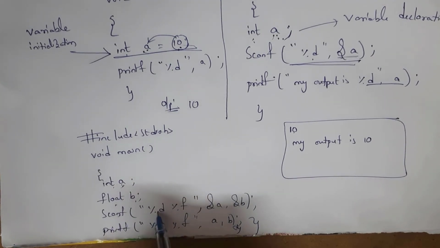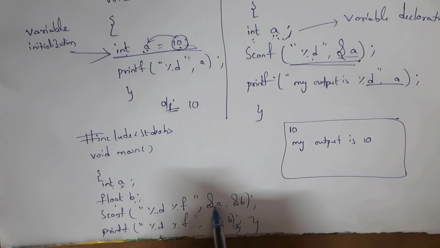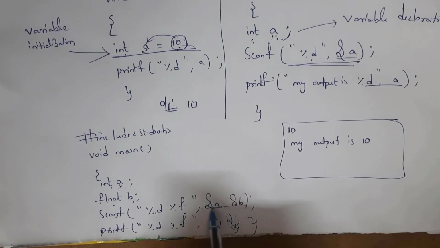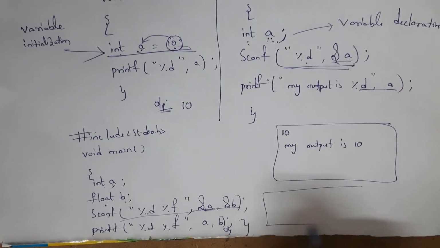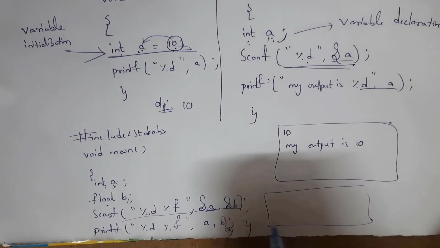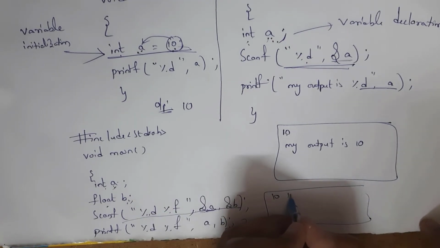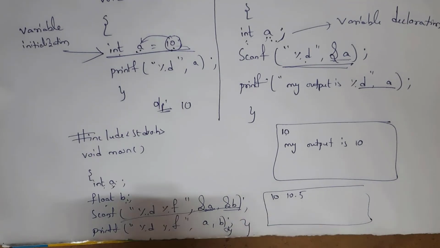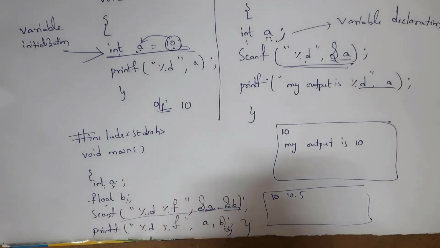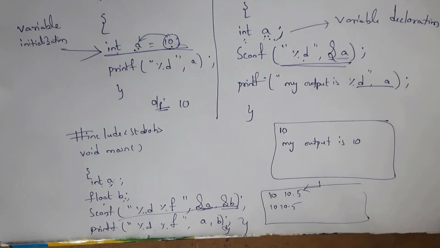So I am using %d here. And this b is float data type, so I am using %f, comma &a, comma &b. Whenever I write this line of code, I can assign values to variable a and variable b after executing the program. So whenever I execute the program, I can enter the value 10, which is stored in address a, and next 10.5, which is stored in address b. And by using printf, I will get the output 10, 10.5. By using scanf, I can enter values after executing a program, and the printf function is used to display output. So I will get the output as 10 and 10.5.